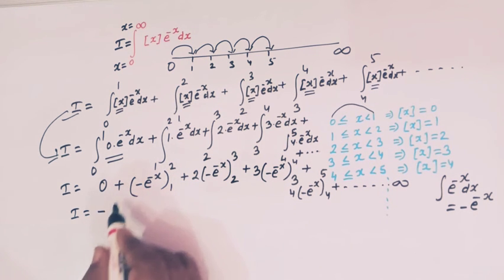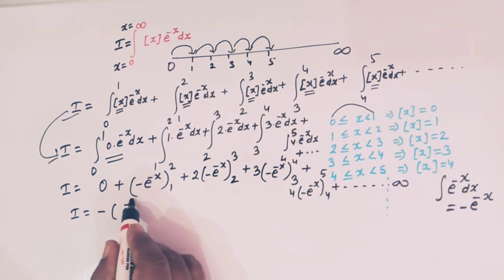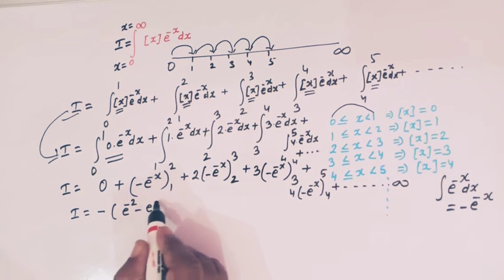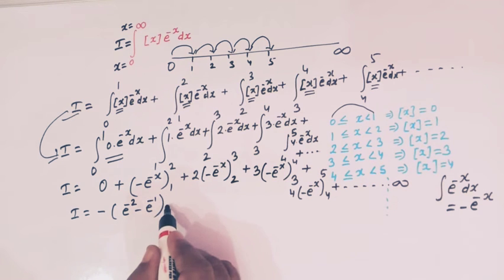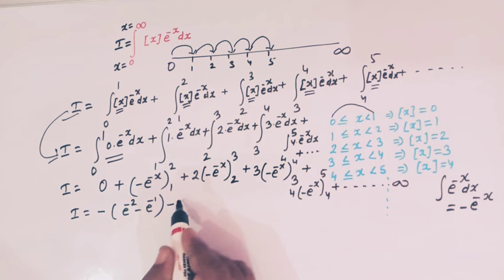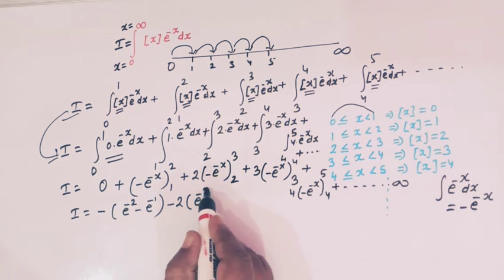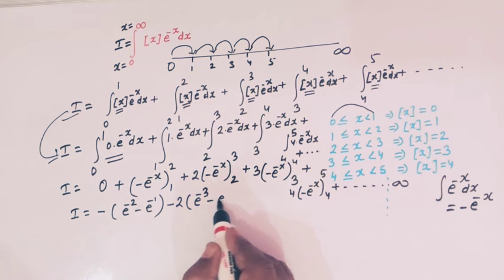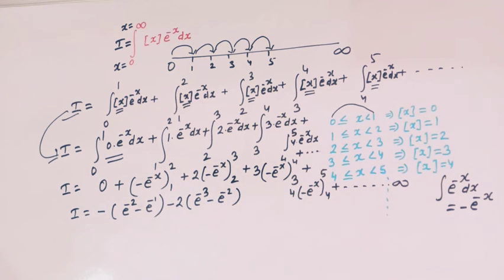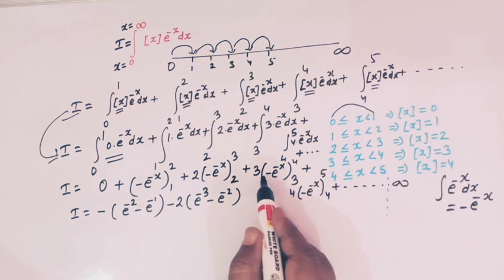minus sign outside and substituting the limits, so we have e raised to minus 2 minus e raised to minus 1, right? And here again we'll take minus sign outside, so we have minus 2 e raised to minus 3 minus e raised to minus 2, right? Substituting the limits and taking the difference, right?